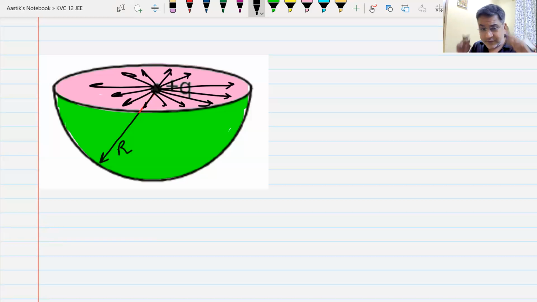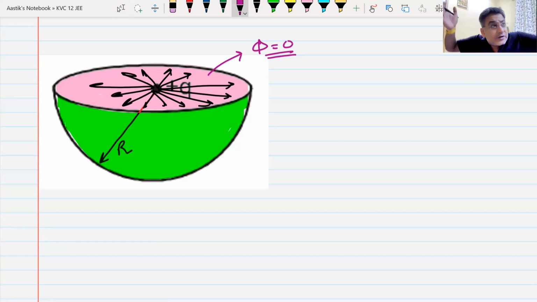But when I look at this pink surface, its electric field lines will go parallel to the surface. Yes or no? And my drawing also looks good. In this case, the electric field lines will go parallel to the surface, and therefore the first answer, for the pink part, the flux through this part has to be 0. Yes or no? Yes, sir. Flux through the pink part is 0.